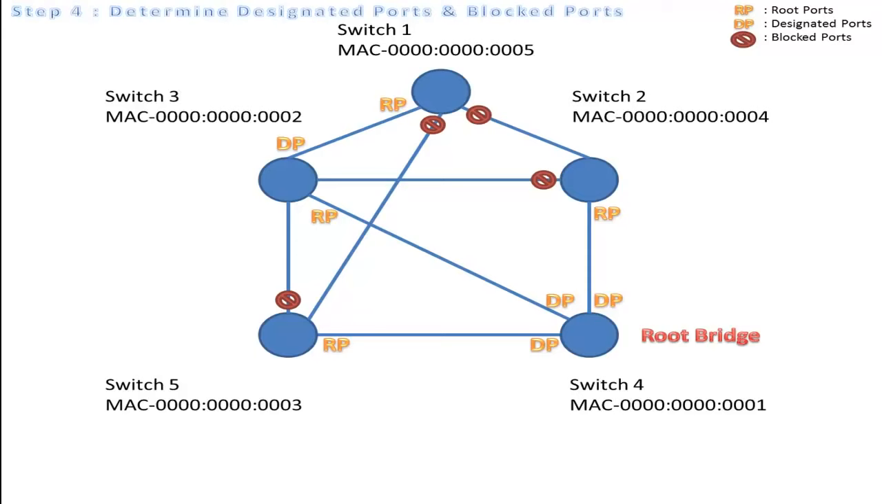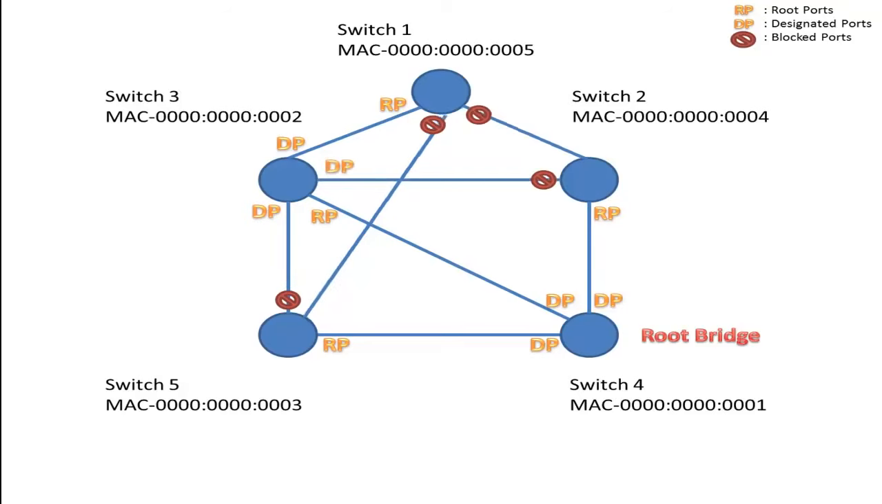Now, we pair the blocked ports with designated ports. The blocked port at switch 5. The blocked port at switch 2. And the blocked ports at switch 1. There we go, our Spanning Tree Protocol is now completed.